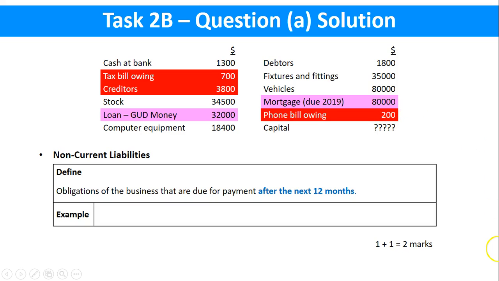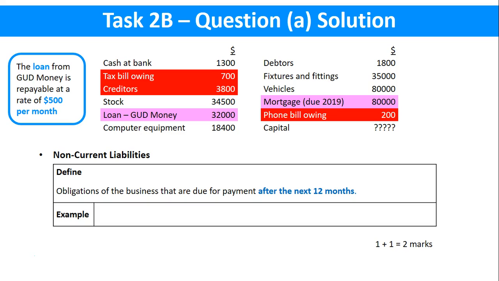So we're not going to consider that, and we can't use it as an example now because we're doing this for the business. So the 2 examples we have are, we're told the loan is repayable at $500 per month, so that must mean it's going to last for many, many years. Or the mortgage, which isn't due until 2019. So the loan at $500 per month would be $6,000. That's per year, so it's going to take over 5 years to pay that back. So we could use either the loan or the mortgage as our examples, and again, 1 mark for the definition and 1 mark for the example.